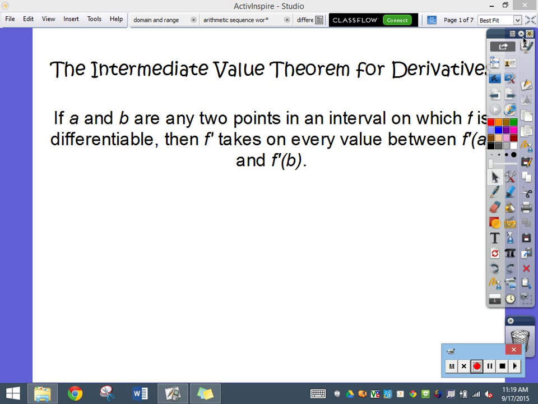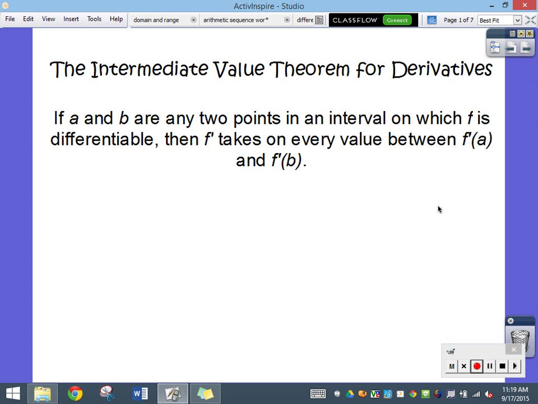So this is pretty much the same thing as the intermediate value theorem. It's just that instead of using f of a and f of b, it uses f prime of a and f prime of b. So what we're talking about is the slope. If you have two endpoints and you have a certain slope at one endpoint and another slope at the other endpoint, then you can assume that you could have every single slope in between those two endpoints as well.